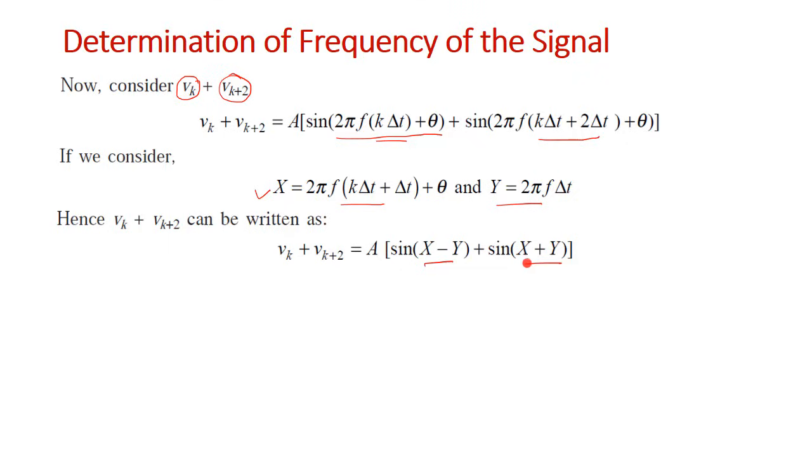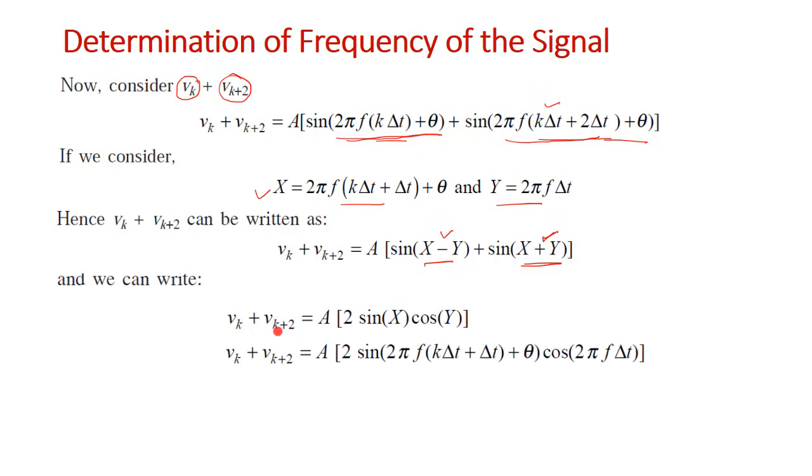Similarly, if we find x plus y, it will give us 2 pi f k delta t plus 2 delta t plus theta. So instead of 2 pi f k delta t plus theta, I can write x minus y, and instead of 2 pi f k delta t plus 2 delta t plus theta, I can write x plus y. Okay.